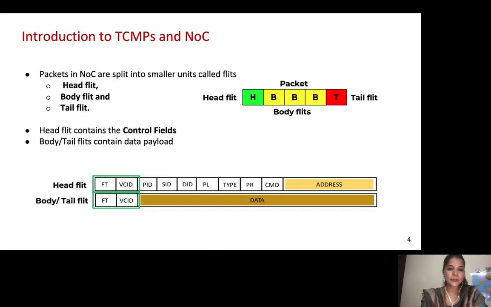Packets in NOC are split into smaller units called flits. There are three types of flits: head flit, body flit, and tail flit. Head flit contains all the essential information, known as control fields, that helps a flit travel from source to destination. Body and tail flits contain the data payload.